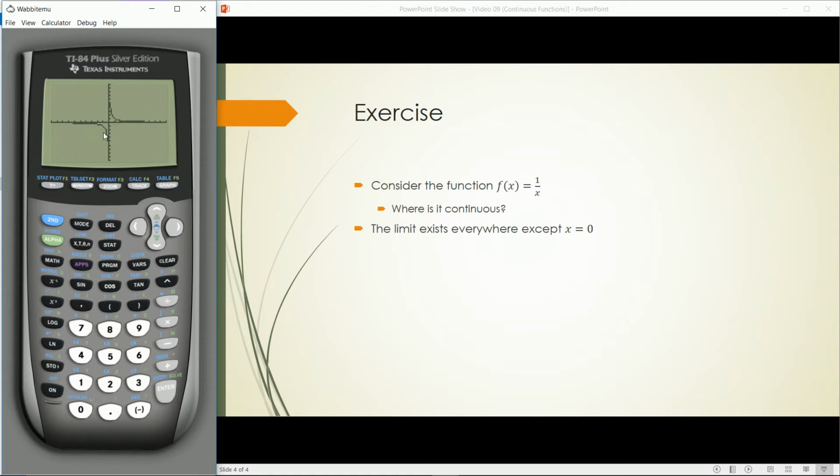So we see that on the left, we're going down. On the right, we're going up. Which means my limit does not exist here. But is x equals 0 in our domain? Well, we can't put 1 divided by 0. Doesn't work. Which means it's not inside of our domain. Therefore, f of x is continuous on its domain.